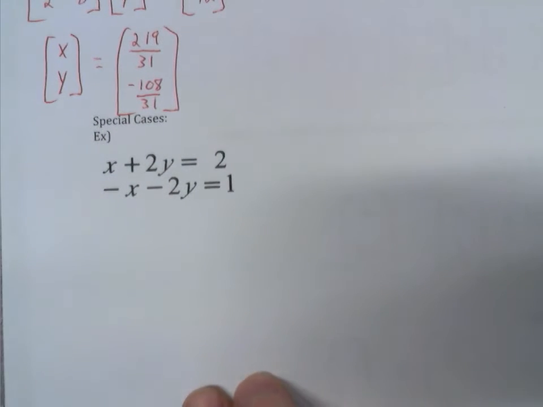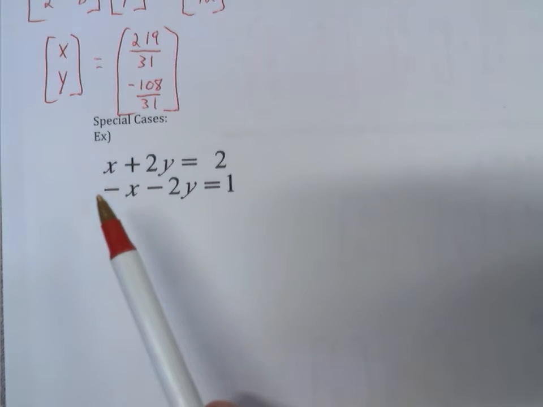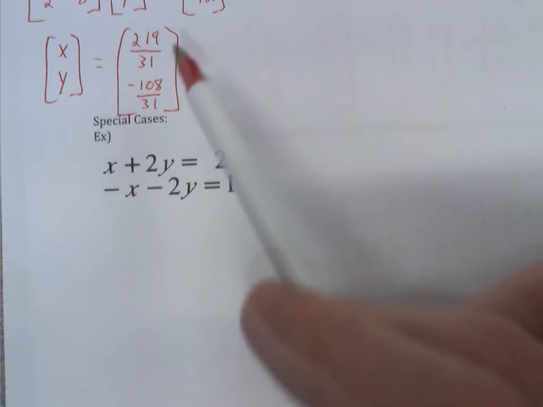Okay, we are now on part 3 of lesson 12.6. This is the last little bit. We're just going to do a couple more examples. We're going to do a couple special cases so you can see that things don't always turn out the way we want. So we've got our examples from above.